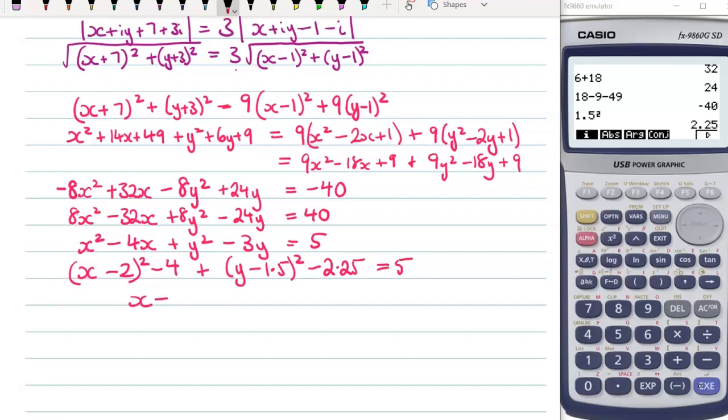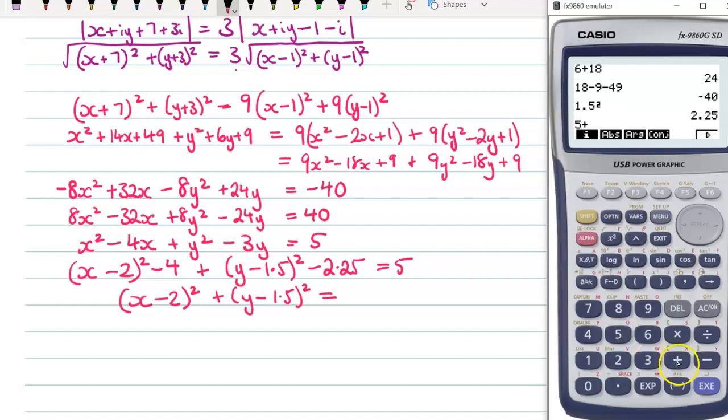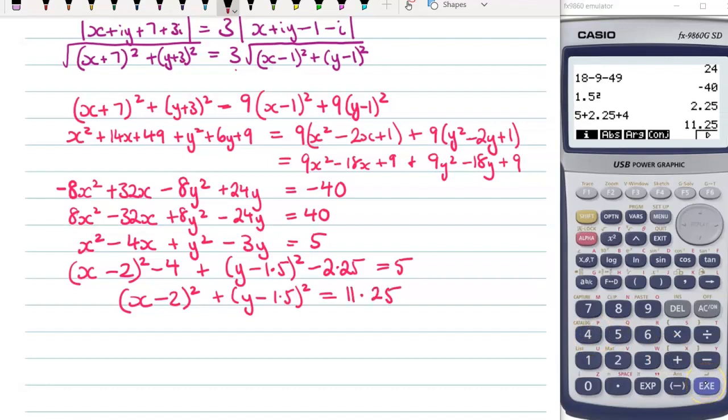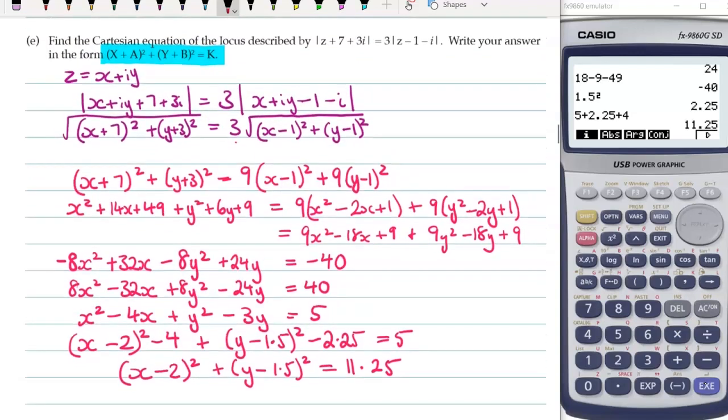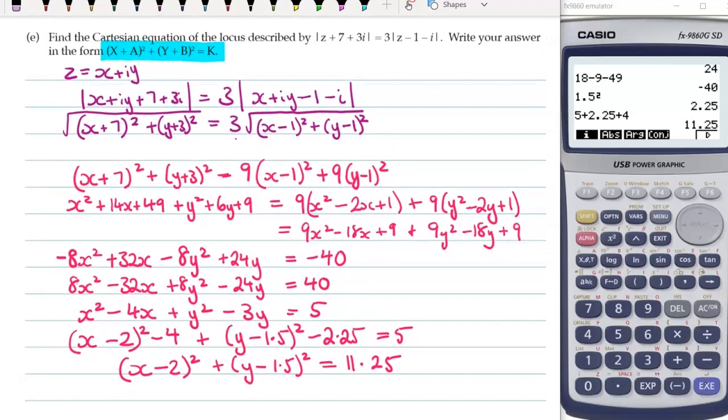Now, last step is to take the constants all over to the right. So 5, add on the 2.25 and add on the 4, and we've got 11.25. Now, if you needed to describe what that was, this is now a circle where the center is at x equals 2 and y equals 1.5, and the radius is the square root of 11.25. We didn't need that for this particular answer, we just needed to put it into that form, but I think it's helpful for you to know what that answer means.